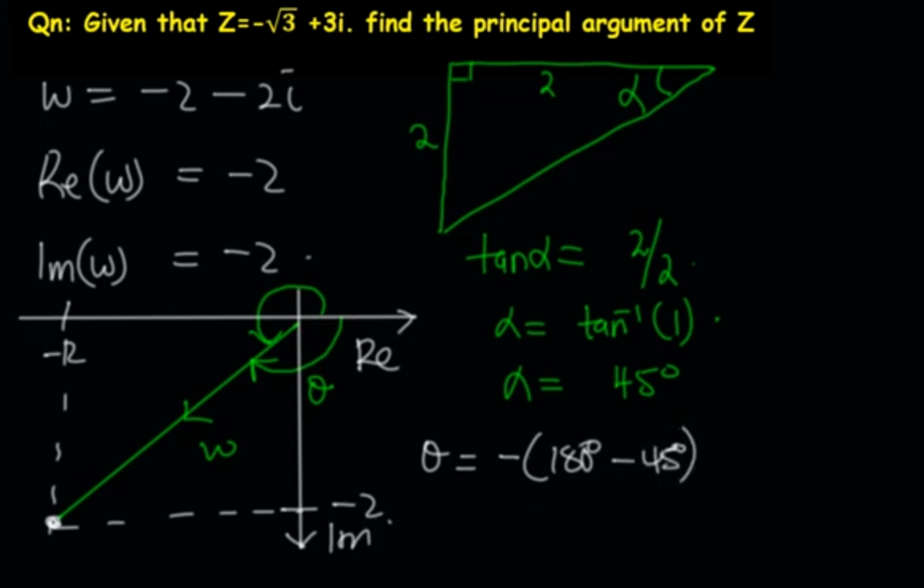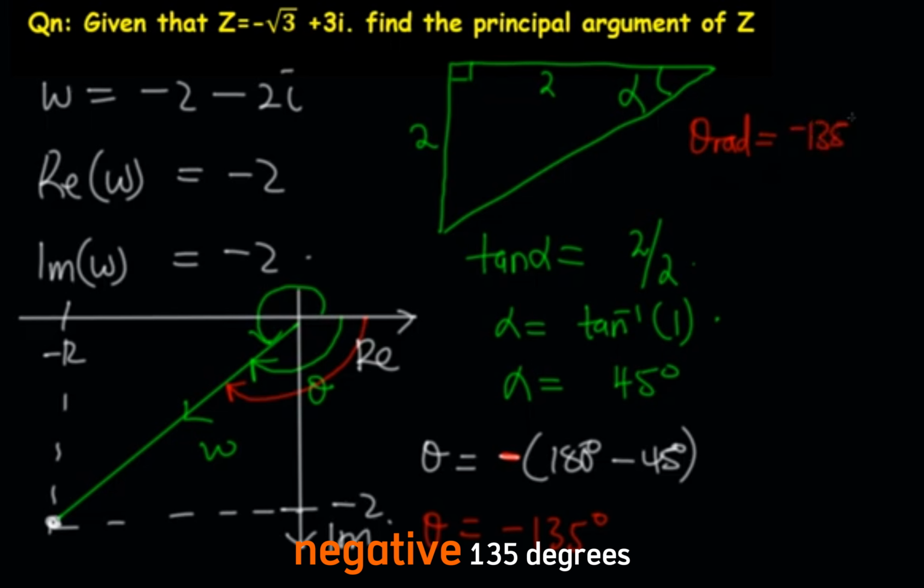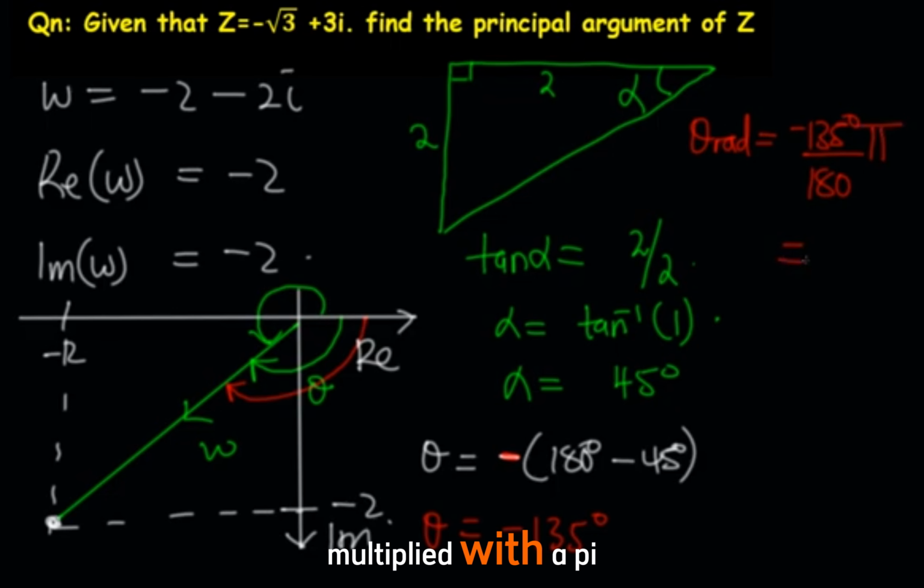I'm saying that theta is negative. Reason being, we are moving in a clockwise direction from the positive real axis up to the complex number W. So theta is equal to negative 135 degrees. Okay, so if we want to obtain theta in radians, we shall say that this is negative 135 degrees out of 180 degrees, everything multiplied with a pi, and this is negative 3 out of 4.